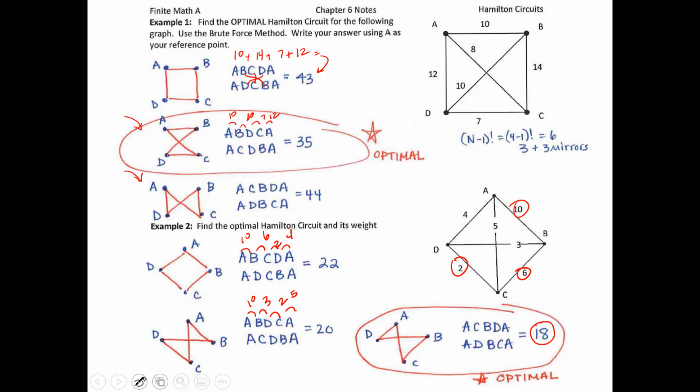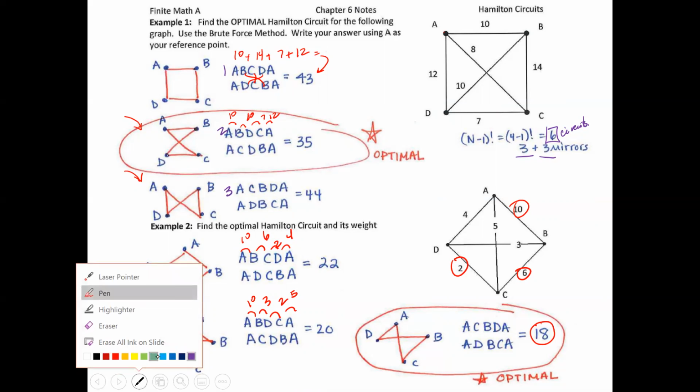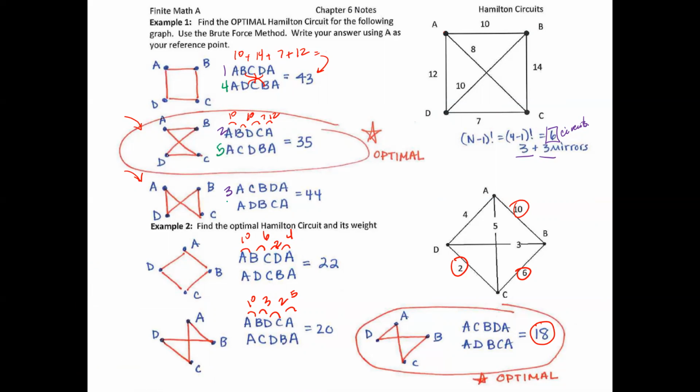Now, just to make sure that you know how many different mirror images you will have, looking at this right here, since you have 4 vertices, 4 minus 1 gives me 3. 3 times 2 times 1 is 6. So it is 6 circuits. And then you could do 3 and 3. So here is 1, 2, 3, and then 3 of the mirror images. So that's 4, 5, and 6, which then means you have a total of 6 circuits altogether.